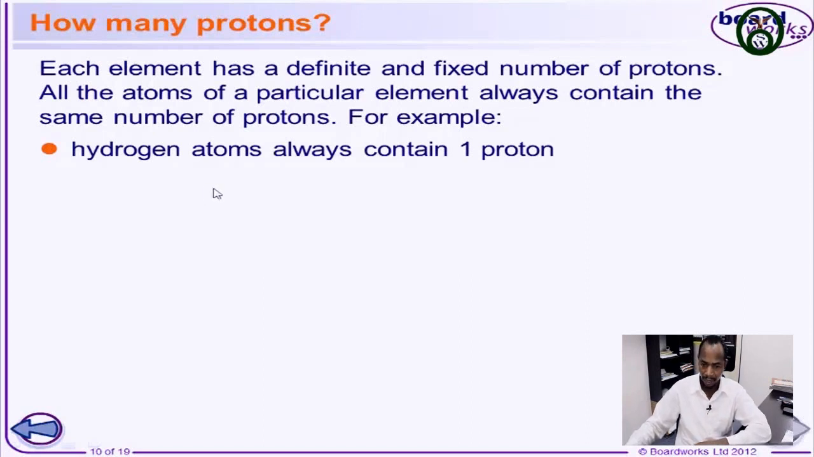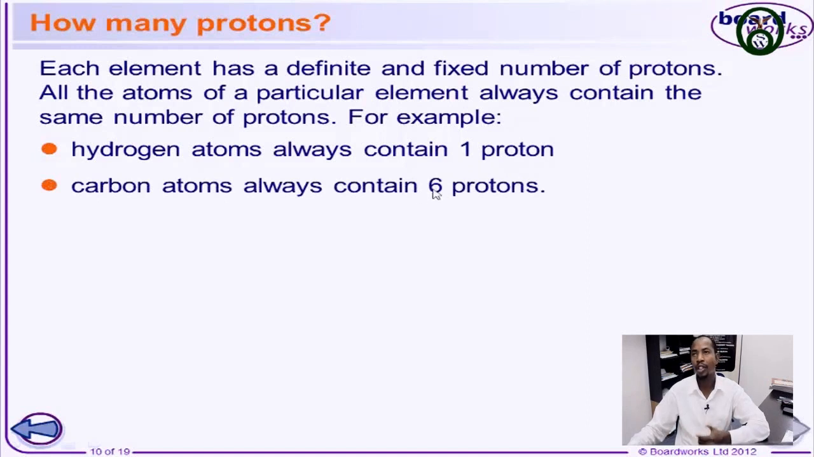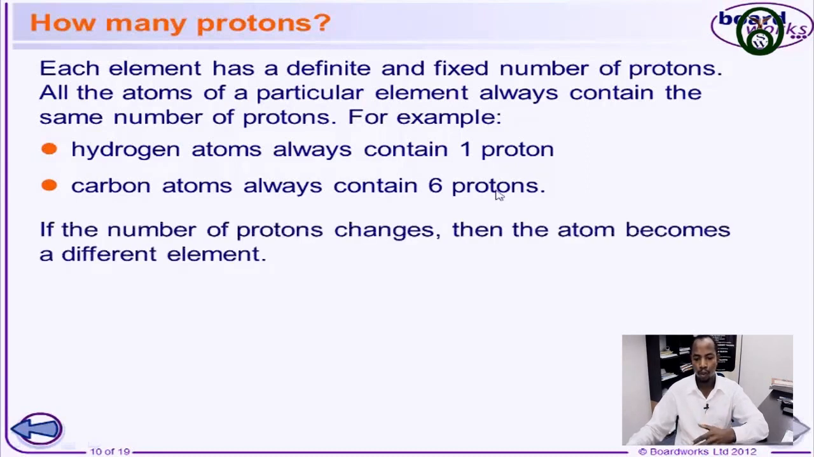So it means the atomic number of hydrogen will be 1. Carbon atoms always contain 6 protons. It means that the atomic number of carbon will be 6. The number of protons changes based on the atom as the atom increases in the periodic table, which we're going to talk about in our subsequent video.